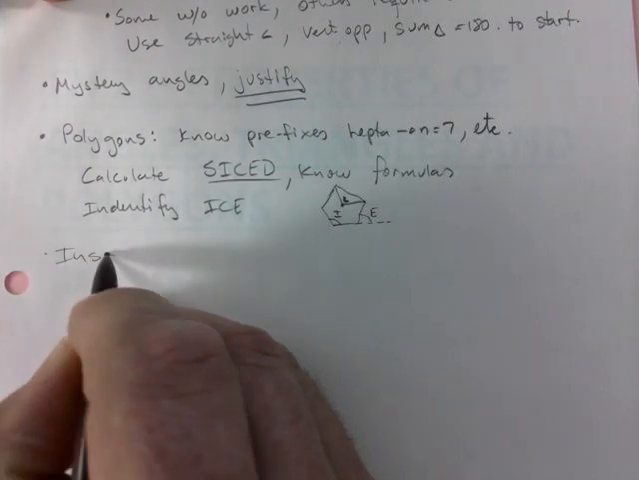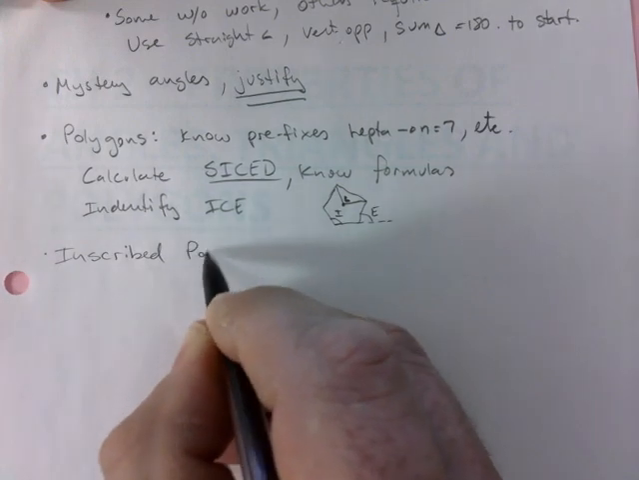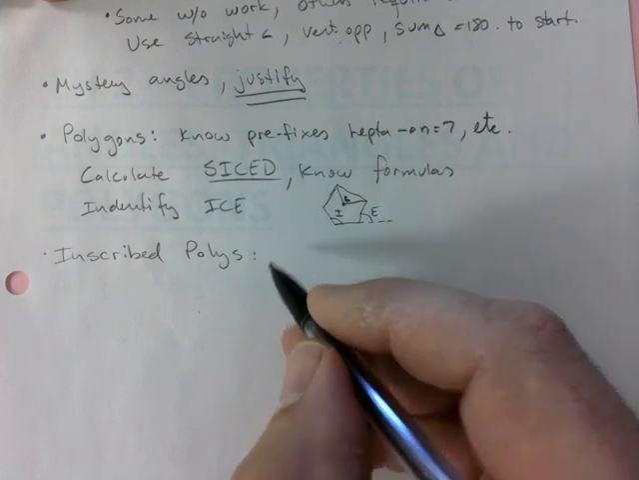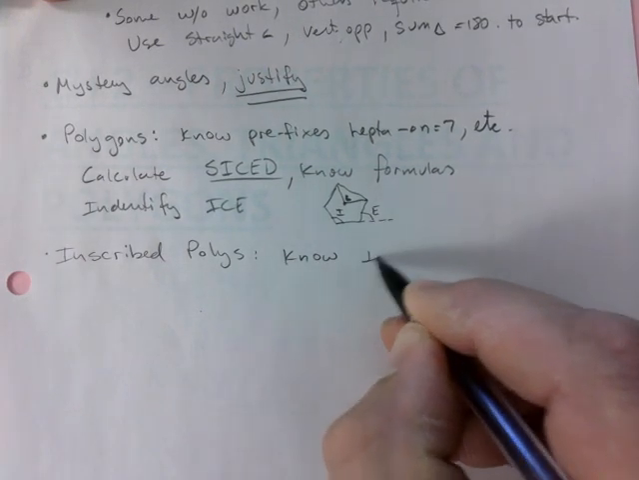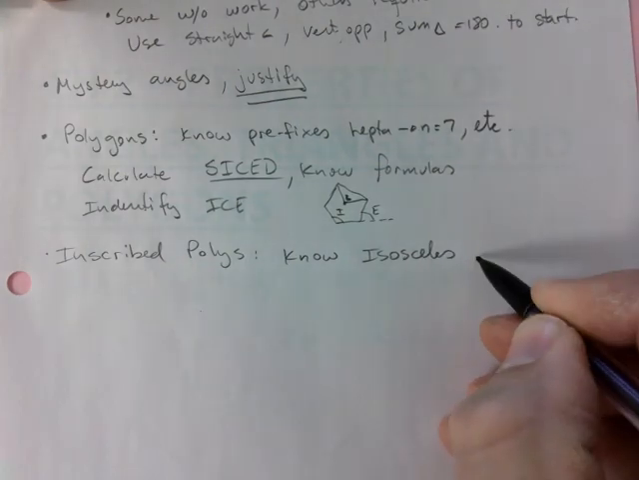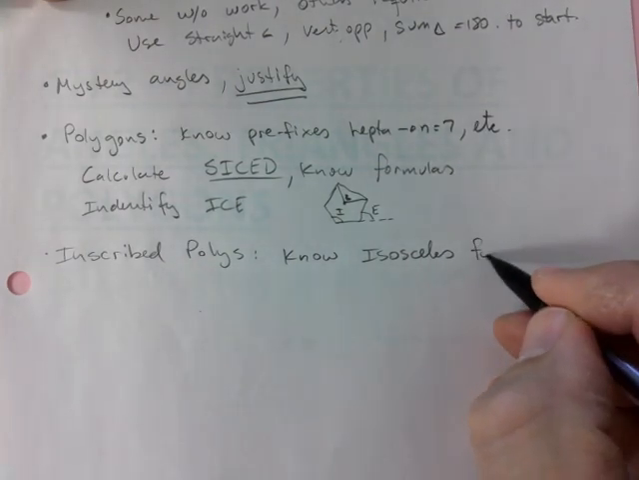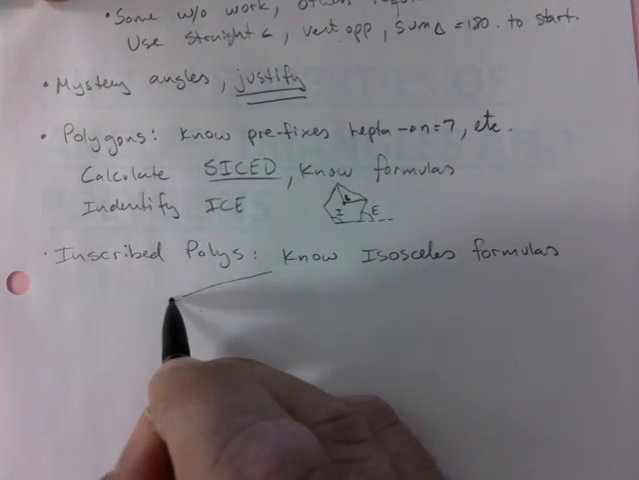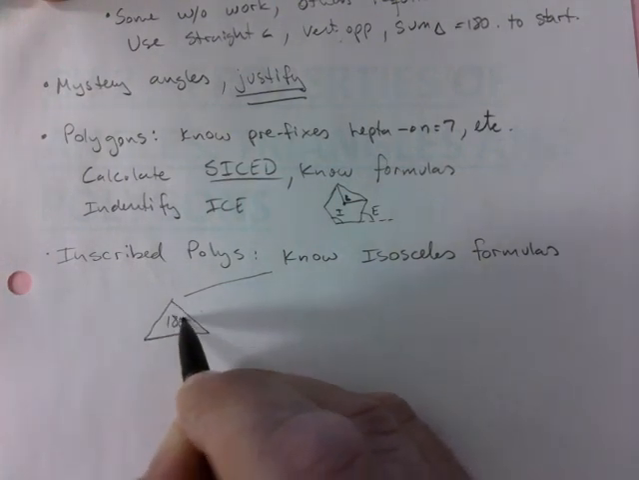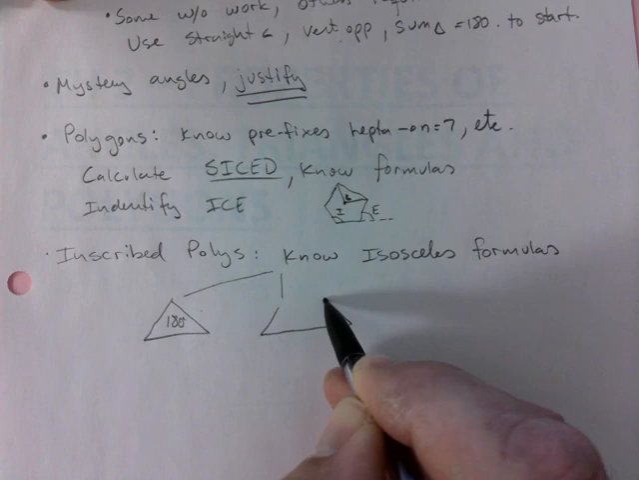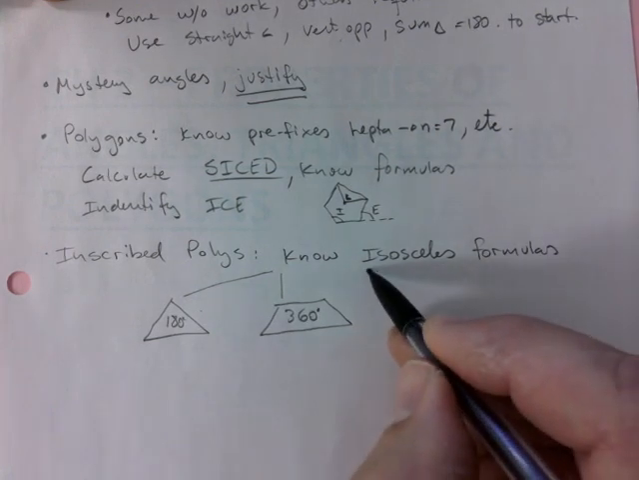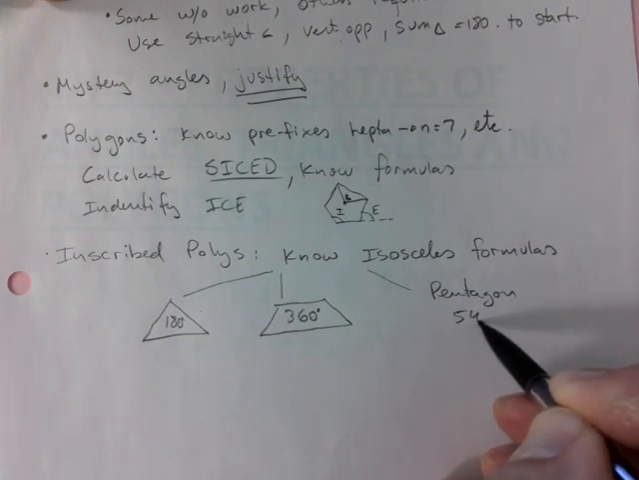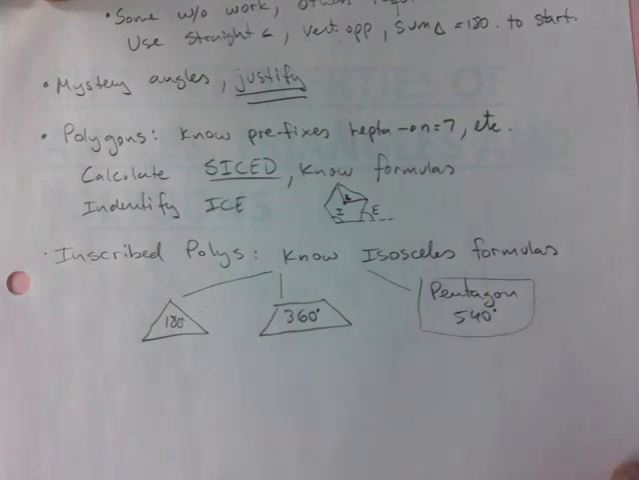Inscribed polygons. No isosceles formulas, right? And by that I mean you have your triangle 180, you have the trapezoid is 360, pentagon has 540, right? Etc.